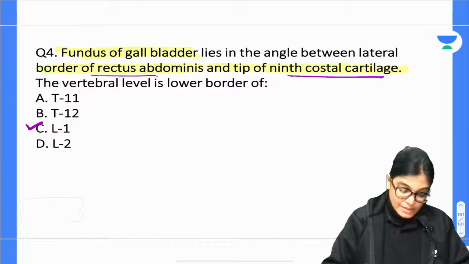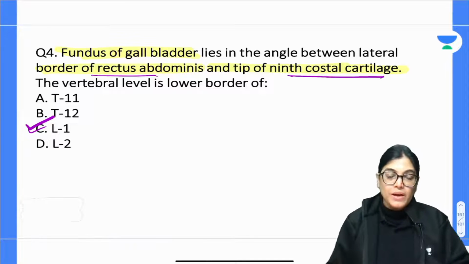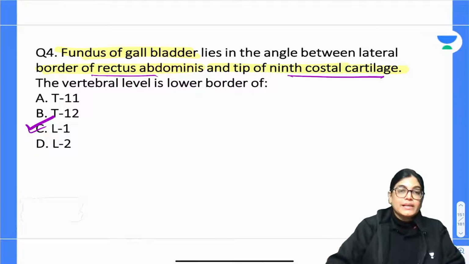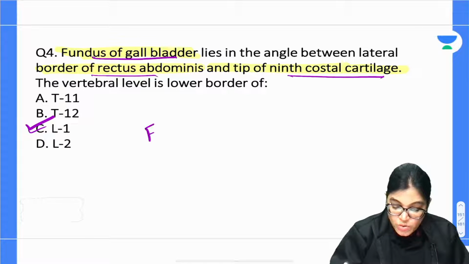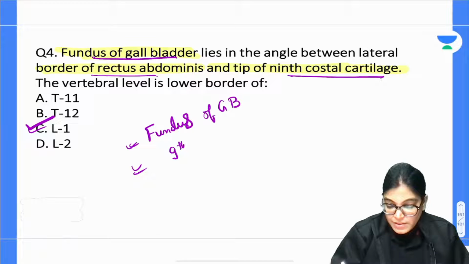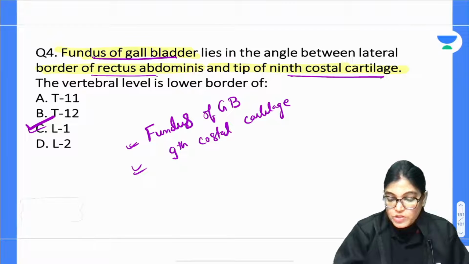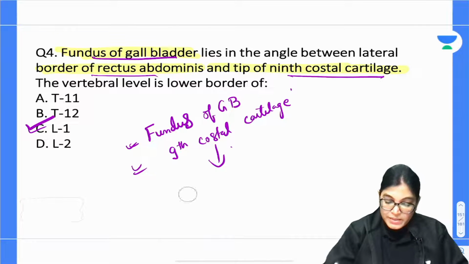The correct answer is L1. So yes, Amitabh, you're absolutely right. L1 is the correct answer. Actually, two key points are given. One is the location of fundus of gallbladder, the keyword, and the other is the tip of the 9th costal cartilage. So this is telling us that this level is which plane?